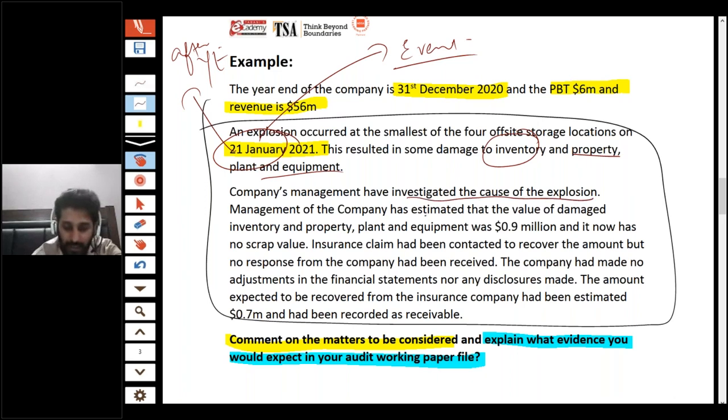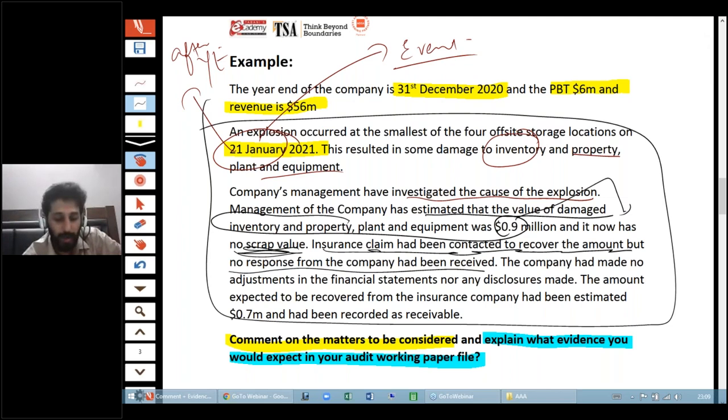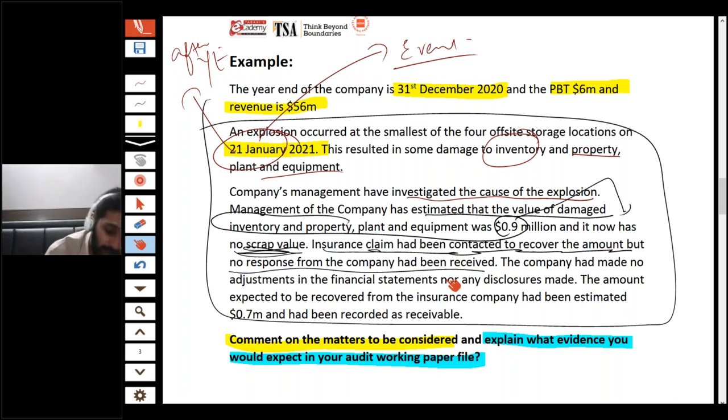Management of the company has estimated that the value of damaged inventory, property, plant and equipment was 0.9 million, and it now has no scrap value. The insurance company was contacted to recover the amount, but no response has been received. The company had made no adjustments in the financial statements, nor any disclosures. The amount expected to be recovered from the insurance company had been recorded as a receivable.